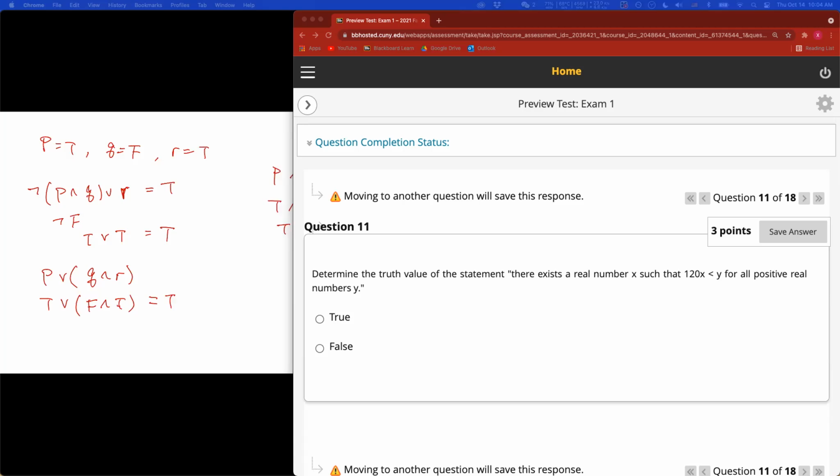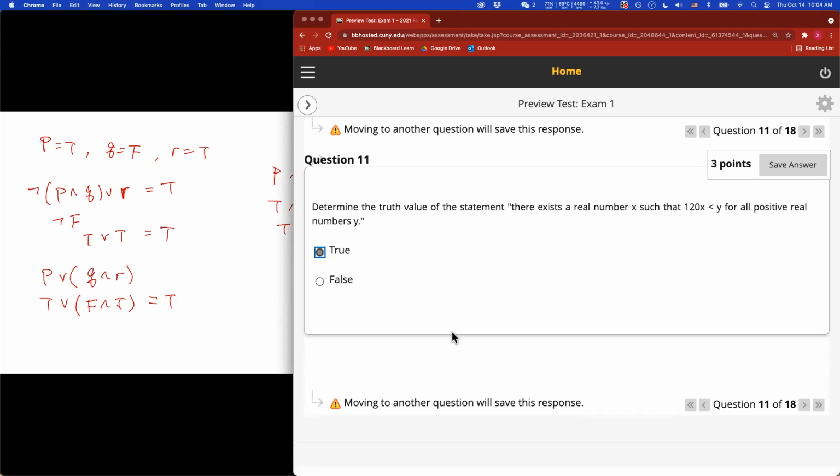Yeah, so this question is, there exists an x for all y, 120x is less than y. And again, y is positive, right? Y is all positive real number. And x could be anything. So we can let x be any negative number, right? Or 0. All the positive is greater than 0. So this is true. You just let x be 0 or some negative number.